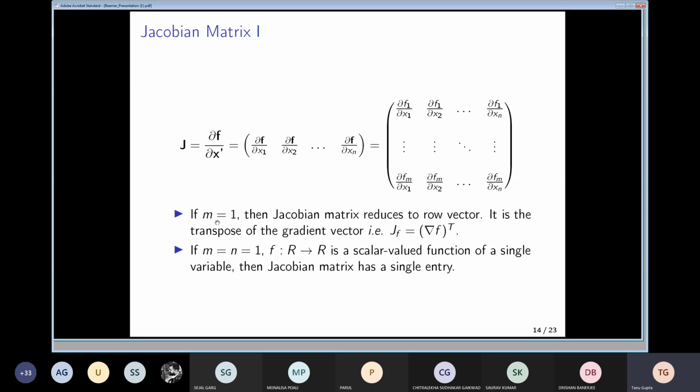So now suppose m is equal to 1, then the Jacobian matrix will reduce to what? m equal to 1 means that it is a scalar valued function, correct? And x is still a vector. So this Jacobian matrix will reduce to a row vector, just this first row only. And it is nothing but the transpose of the gradient vector.